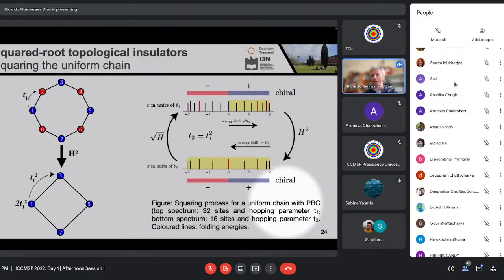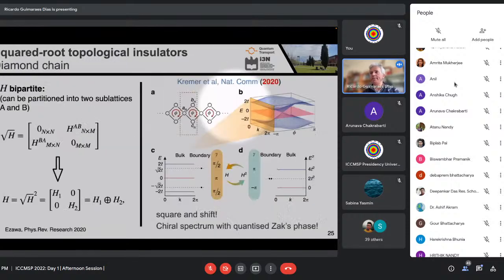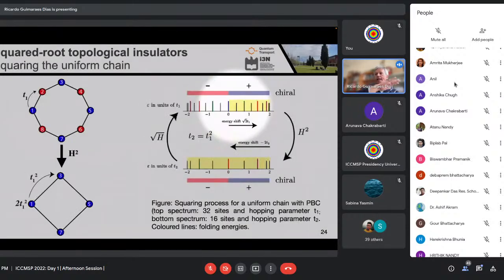So what are we doing here? What we are doing is basically taking a chiral spectrum. This is the spectrum of this ring over here, okay? We take this chiral spectrum and we square it. And by squaring, we fold the negative part onto the positive part, okay? So we would have all the levels on the positive part.